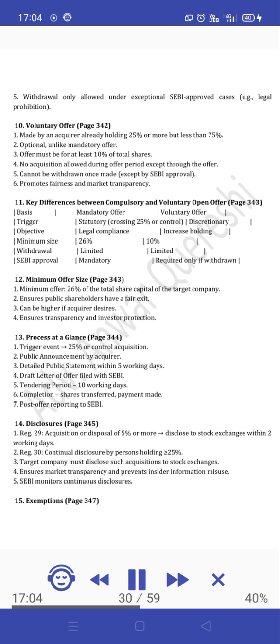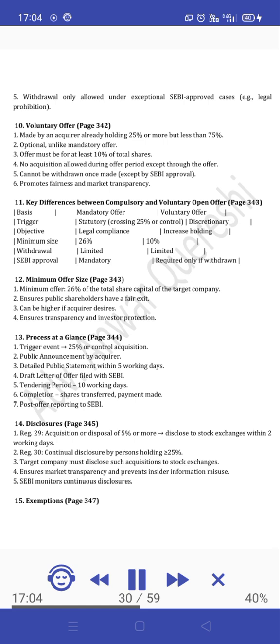11. Key differences between compulsory and voluntary open offer, page 343. Basis: mandatory offer, voluntary offer. Trigger: statutory, crossing 25% or control; discretionary. Objective: legal compliance; increase holding. Minimum size: 26%; 10%. Withdrawal: limited; limited. SEBI approval: mandatory; required only if withdrawn.